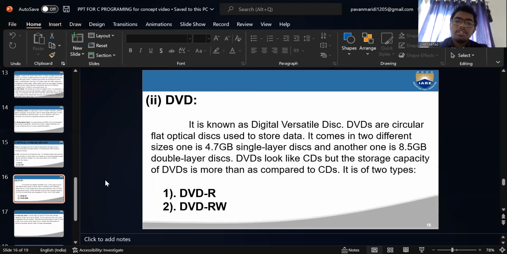DVD. It is also known as digital versatile disc. DVDs are circular flat optical discs used to store data. It comes in two different sizes. One is 4.7 GB single layer discs and another one is 8.5 GB double layer discs. DVDs look like CDs, but the storage capacity of DVDs is more as compared to CDs. It is of two types, DVD-R, DVD-RW.